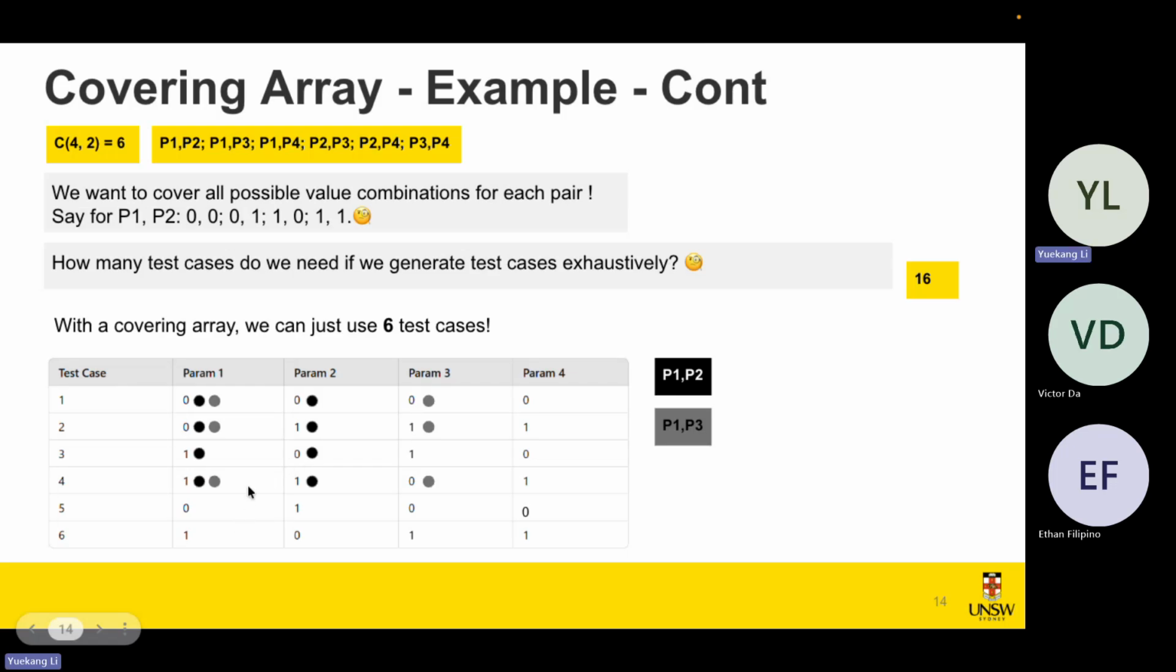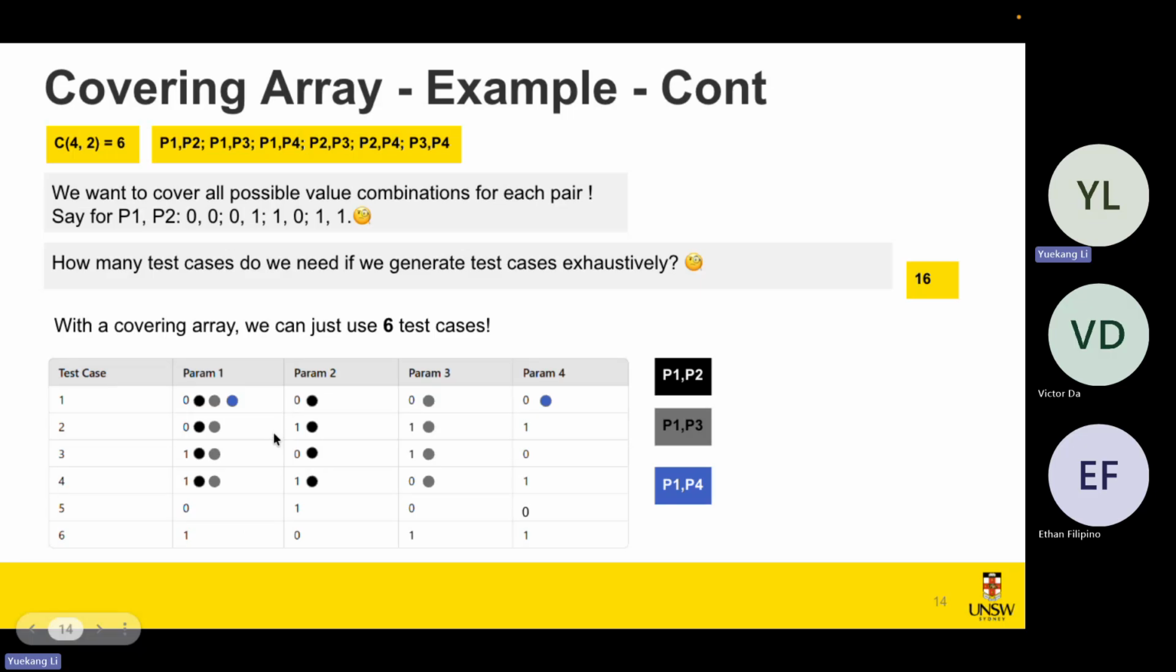Test case 4, right? What about 1, 1? Test case 3, right? So you can see you can use these 4 test cases again to cover the other 4 patterns for P1, P3. And what is the next pair here of input parameters? P1, P4, yes. So can we find 0, 0 from this table, from this covering array?